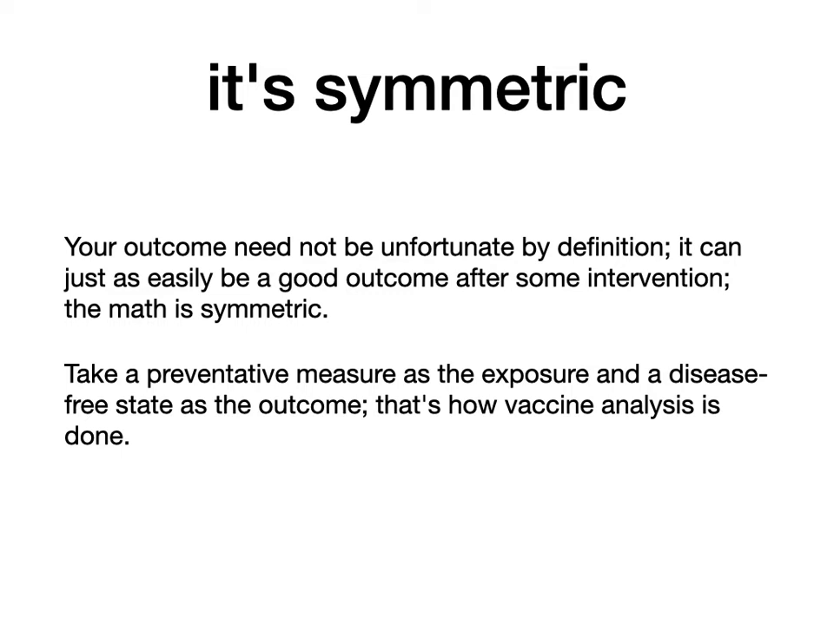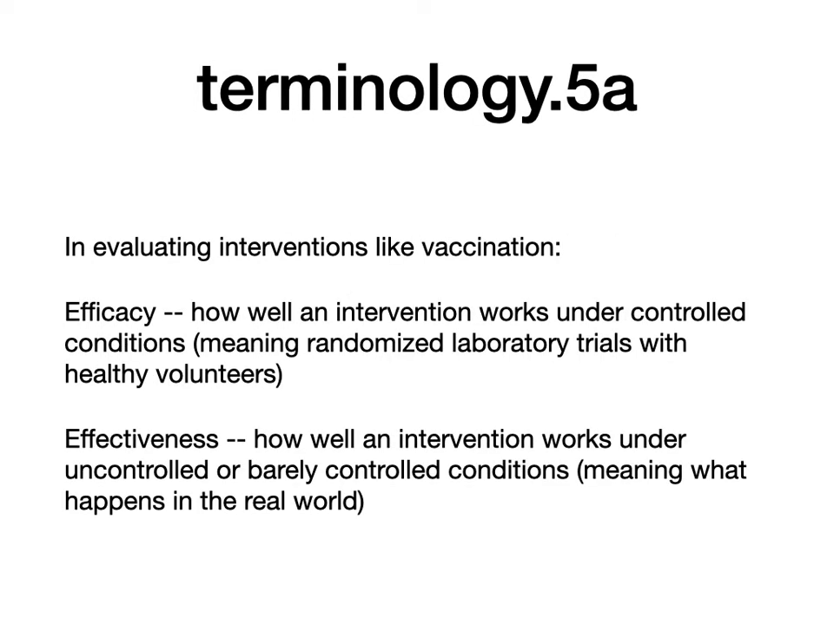Take some preventative measure, like patching, and say that a disease-free state is the outcome that we want. That's how they do vaccine analysis. By using the symmetric math here, only in this case the intervention is to result in a disease-free state. So here is the first half of a 2-slide set of terminologies. In evaluating interventions like a vaccination, there are 2 words that you will see in literature.